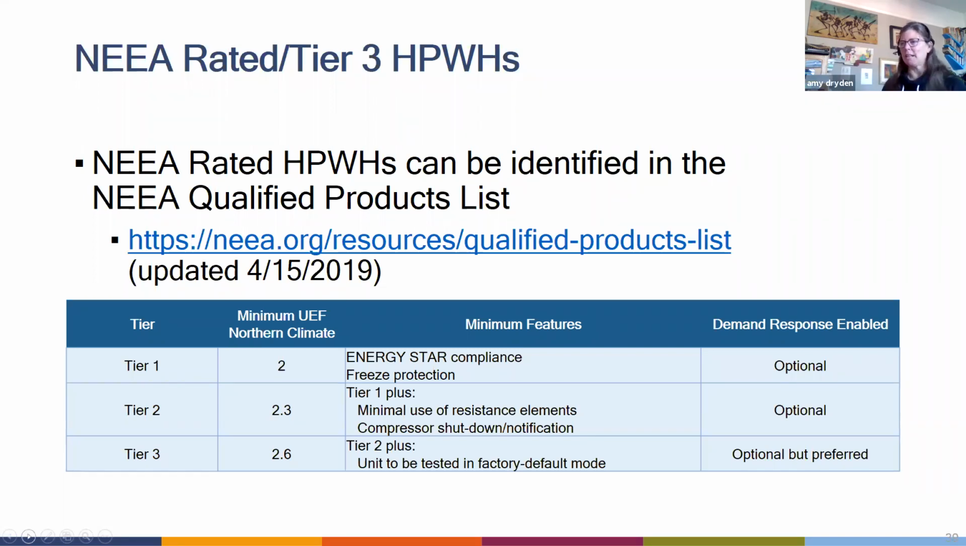You can find the NEA rated heat pump water heaters on their list. I just pulled out this really short summary of minimum features for tier 1, 2, and 3. You can see it's got the minimum UEF there in the column. As you go up in tiers, they're higher efficiency and they have more features. Tier 3 is what we're looking at in our energy code, which I will talk about when we get to how it applies.